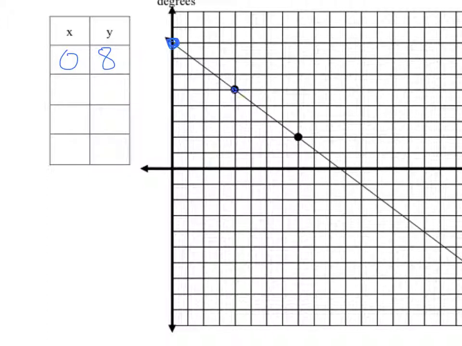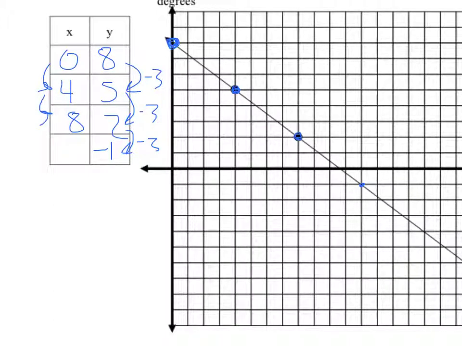All right, so we see 0, 8 is one point. This point over here is 4, 5. This point over here is 8, 2. And it looks like I've got a point over here at 12, negative 2, but I can actually just continue my pattern down to figure out if that's true or not. This is a minus 3, a minus 3, and a minus 3, so that is going to give me negative 1. And this is a plus 4, a plus 4, and a plus 4. So that gives me 12.